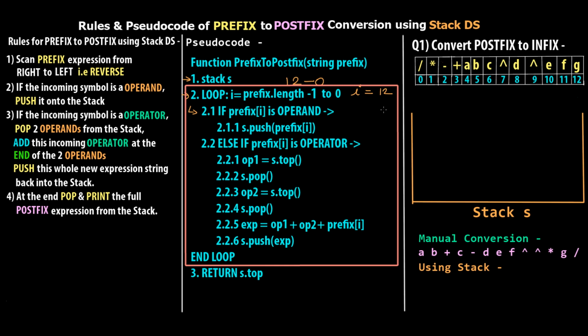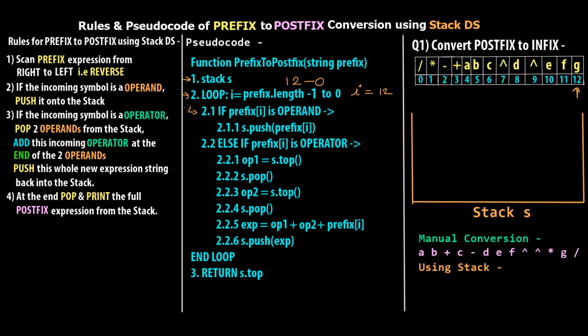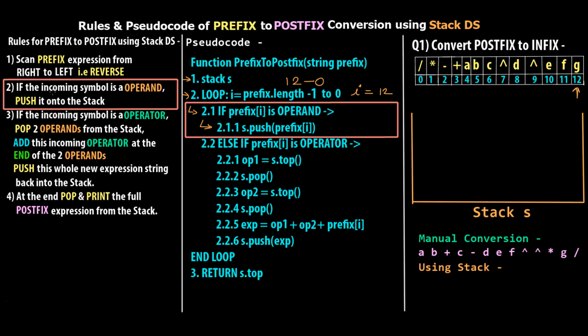Now we go inside this and we are at the last index position, which is basically G, and it is an operand. So inside this loop we check 2.1. If prefix of I, that is prefix of 12, is an operand? Yes. G is an operand, right? It is not an operator. So in that case we will execute 2.1.1 and we push it onto the stack. That is rule number 2: if the incoming symbol is an operand, push it onto the stack. So let's write G over here. I'm going to use pink color for operands and green color for operators. Okay, so I entered G into the stack and now this becomes the top of the stack.